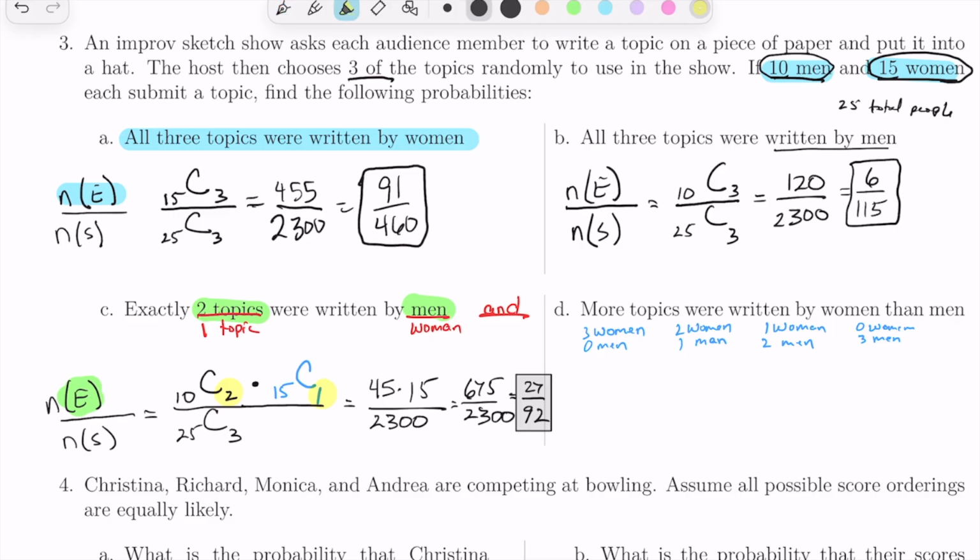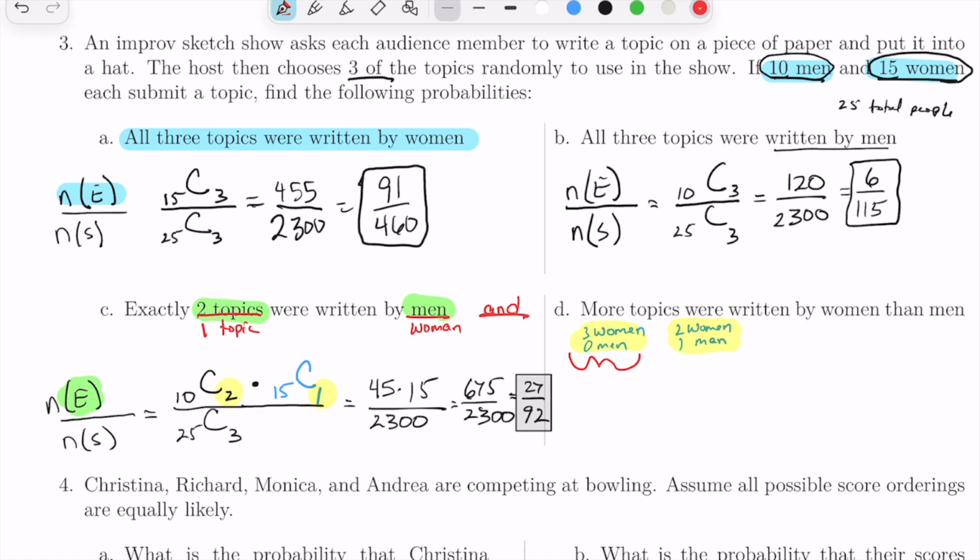And what we've got to do is identify which ones are going to work for us. So the first one here, 3 women, 0 men, yes, that meets the criteria, more women than men. The next one, 2 women and 1 man, yes, that also meets the criteria of more women chosen than men. The next one, though, 1 woman and 2 men, nope. 0 women and 3 men, nope. Those ones are no good. We don't even want to consider those. They don't meet our criteria. So we do have 2 different possibilities, though. Either one of these will work.